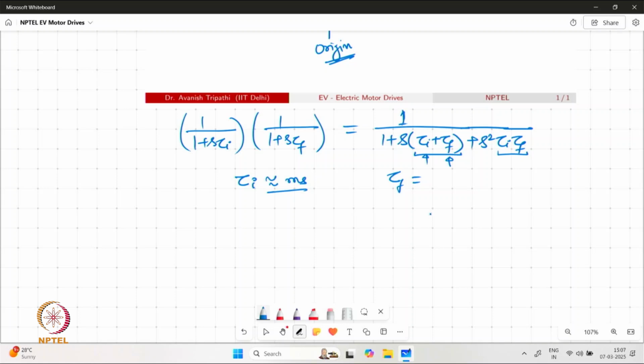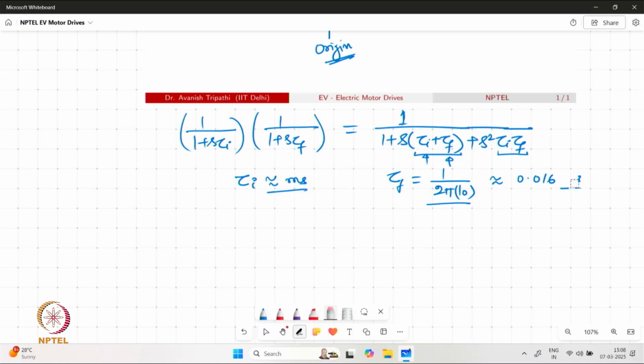whereas the filter is something which is placed at a much lower frequency. So many a times it is placed somewhere around 10 hertz or 5 hertz kind of location, which is effectively 1 by 2 pi times 10. Nearly we can say something like 0.06 second or nearly 16 millisecond. Now in comparison to 16 millisecond, a millisecond is a small number.